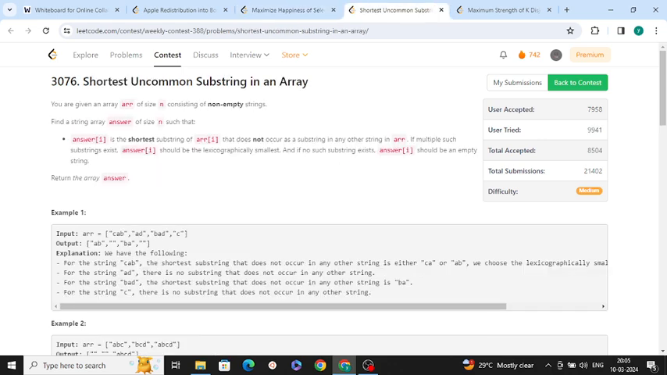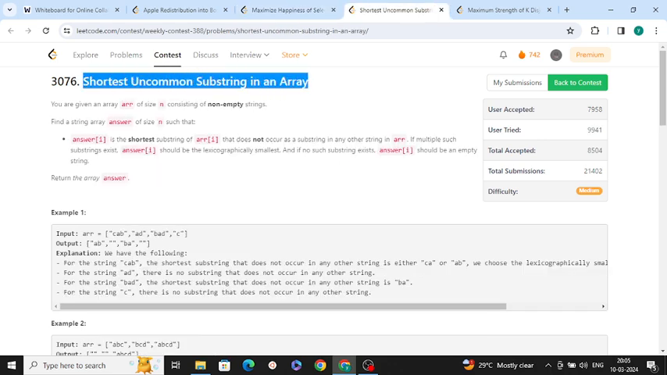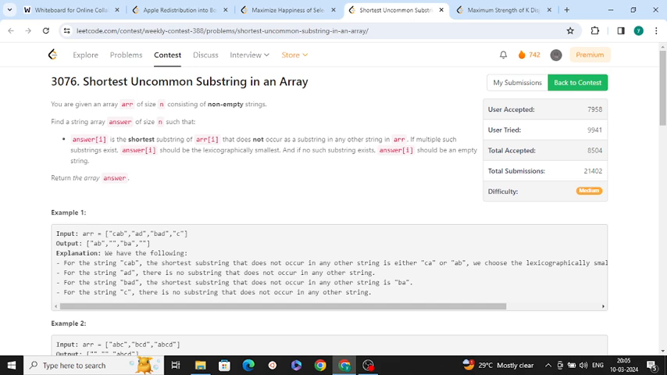The third problem is the shortest uncommon substring in an array. I can say this problem is just an implementation one. No higher data structure is required. Just a few basic ones are required, and you need to implement it properly. So you can see we are given an array ARR of size n consisting of non-empty strings. We need to find a string array answer of size n such that answer of i is the shortest substring of arr[i] that does not occur in any other string in the array.